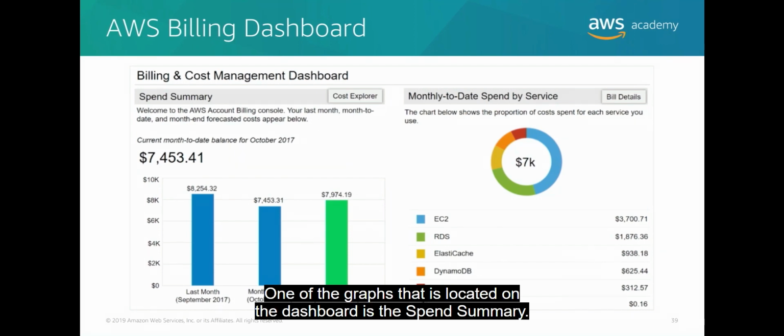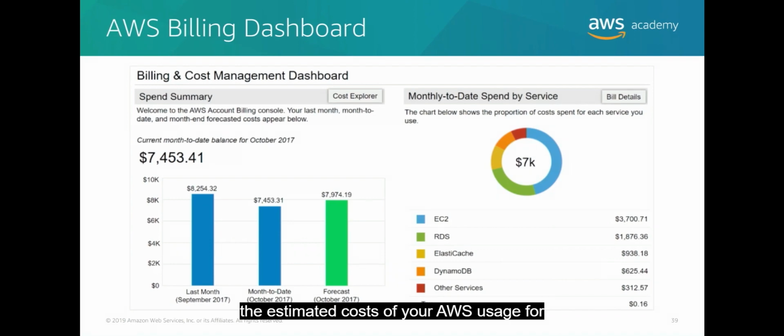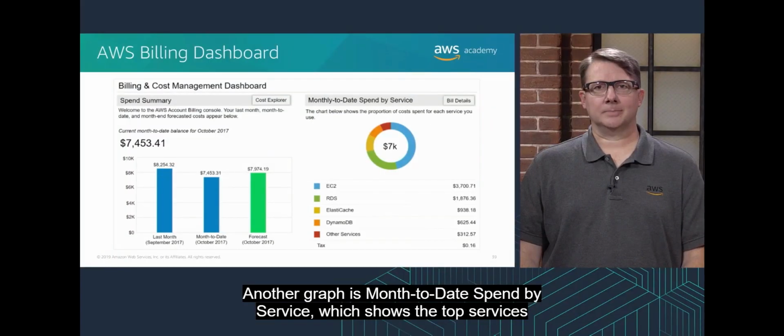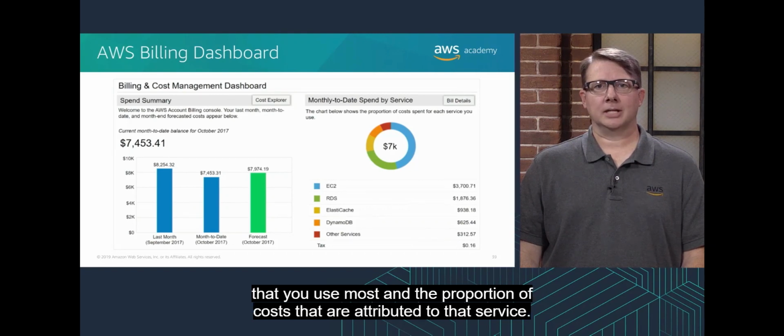One of the graphs that is located on the dashboard is the spend summary. The spend summary shows you how much you spent last month, the estimated costs of your AWS usage for the month to date, and a forecast for how much you are likely to spend this month. Another graph is month-to-date spend by service, which shows the top services that you use most and the proportion of costs that are attributed to that service.